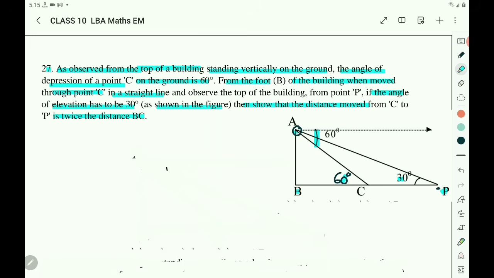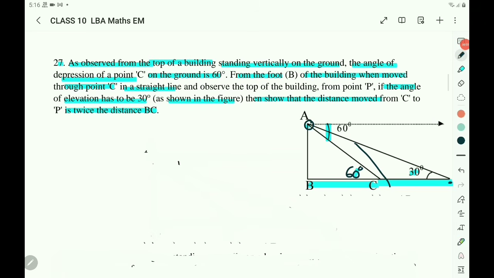So this is the angle of depression, which is equal to 60 degree, and this is the angle of elevation. What we have to find out? We have to show that the distance moved from C to P, that is CP, is twice the distance BC. What we have to prove? CP equals 2BC is to be proved.